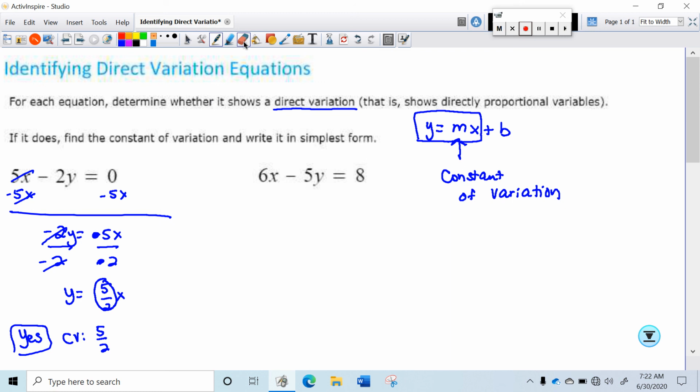Actually, let me not use CV for that. The mathematical symbol for constant of variation is actually the letter K. So let me get you used to that.